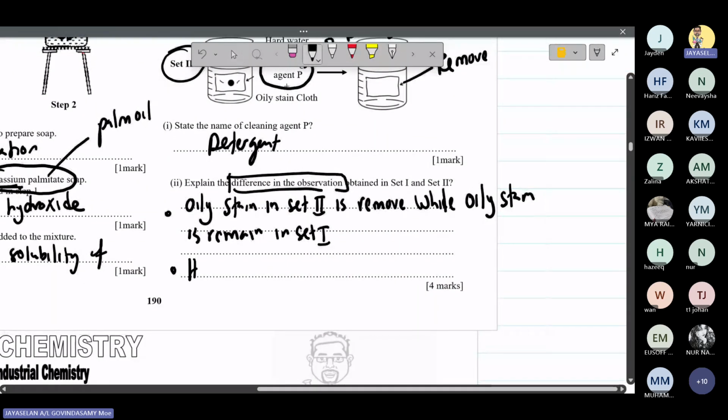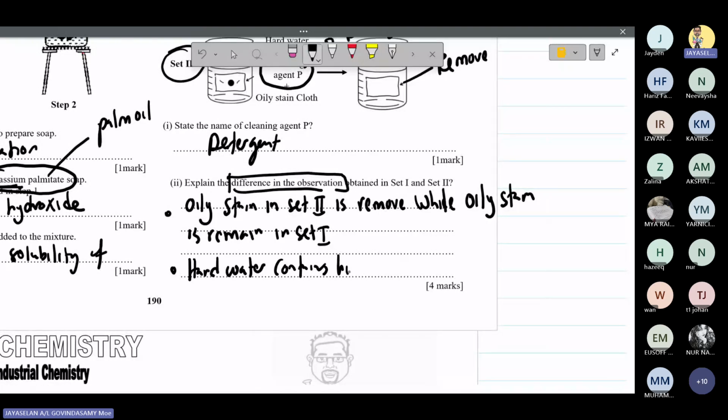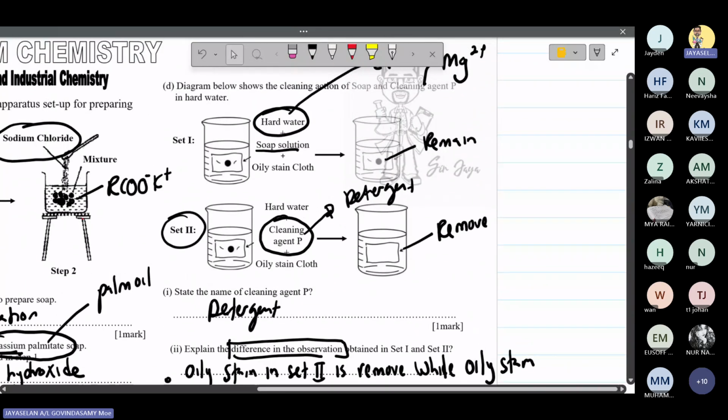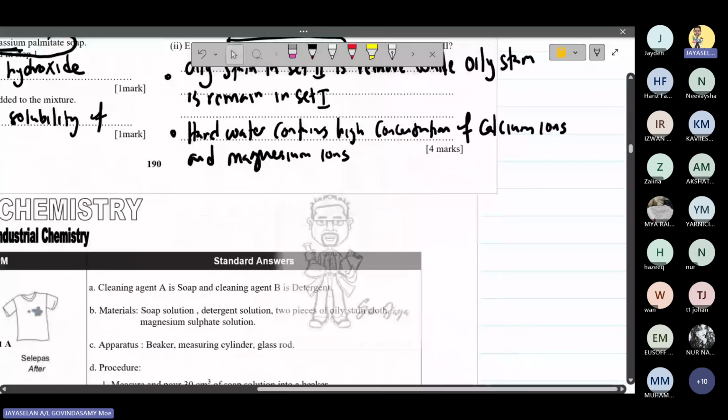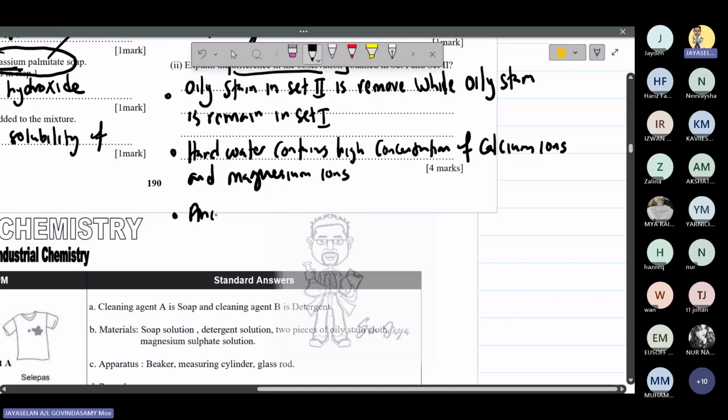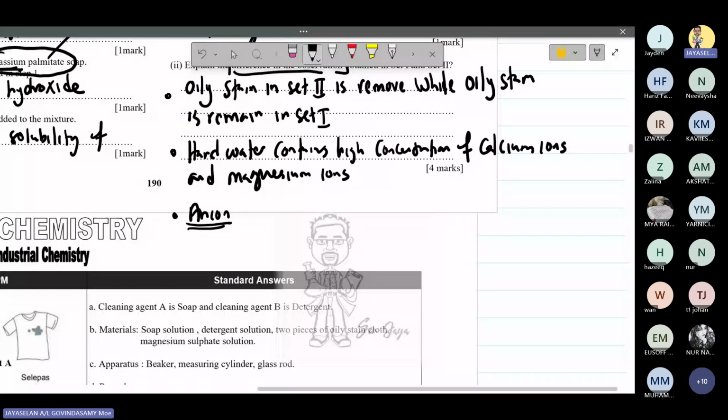Okay, then they ask you to explain. So how to explain? So you put here hard water contains high concentration of what ion? Calcium ion. Saya tulis dengan lengkap, calcium ions and magnesium ions. You already score another mark. Any question? Okay, saya fokus pada soap dulu. So, macam mana soap ni letak di sini. Okay, anion. Mesti tulis anion.